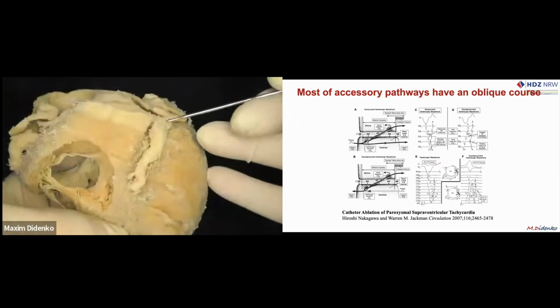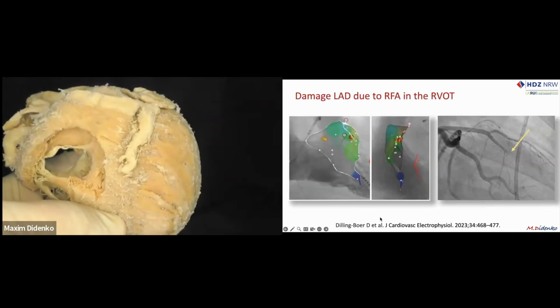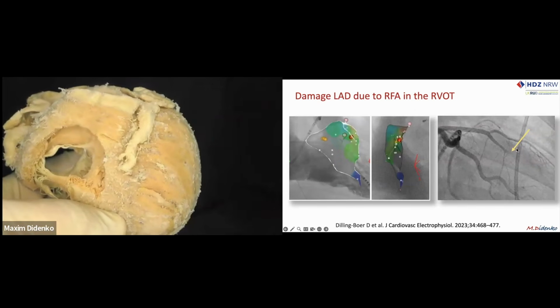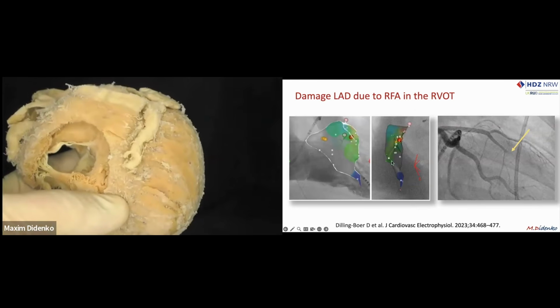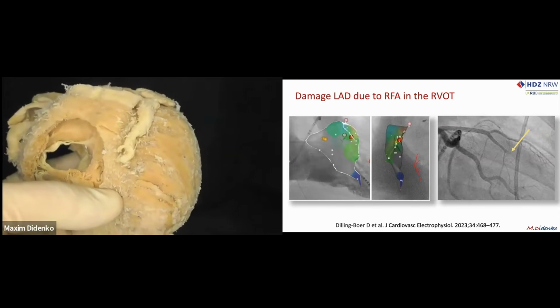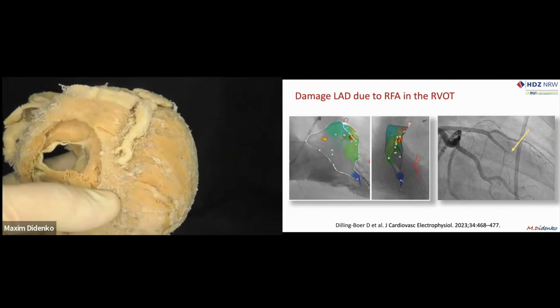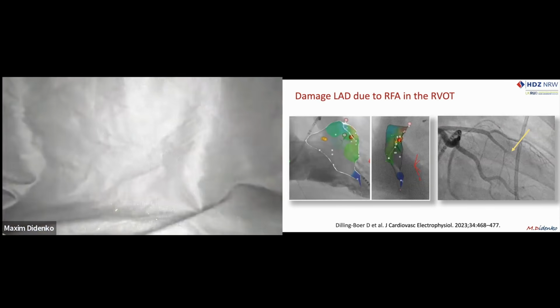And then you can see the LAD. We published a case collection, not our own cases, but Dilling Boer from Belgium published a case series, and I was co-author of this publication, where LAD occlusion was registered during this ablation. So this is what we always have to keep in mind: right ventricular outflow tract ablation is nowadays a class 1 indication, but at the same time it is not such a life-threatening arrhythmia, and then we have to be really on the safe side.